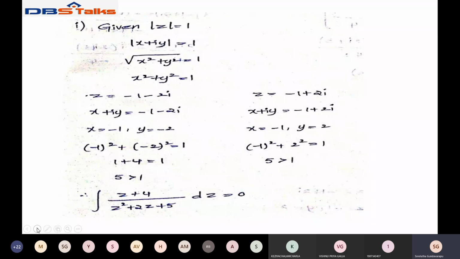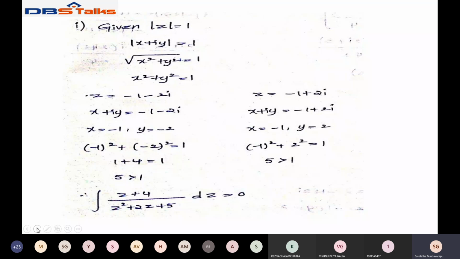First, take the given circle mod z equal to 1. Mod z means mod x plus iy equal to 1. Applying the magnitude formula, we have root of x square plus y square equal to 1, which implies x square plus y square equal to 1. The first singularity is z equal to -1 minus 2i. Z is x plus iy equal to -1 minus 2i. Comparing real and imaginary parts, x equal to -1, y equal to -2. Substituting these values in the circle equation x square plus y square, we have 5 greater than 1. So 5 greater than 1 means it is outside the circle.